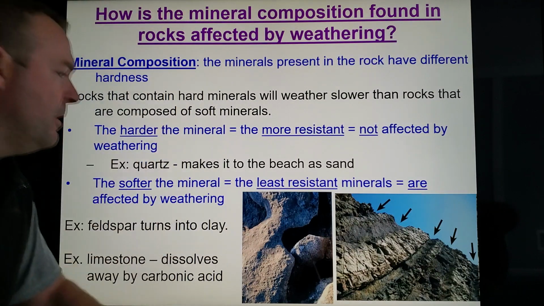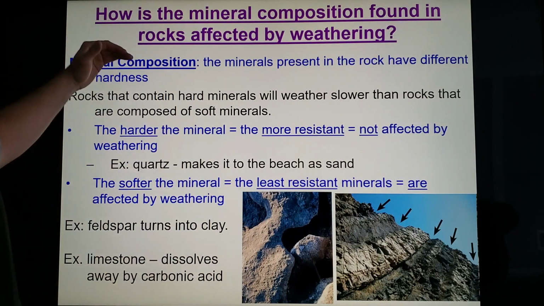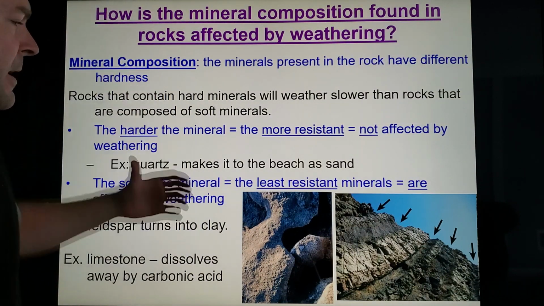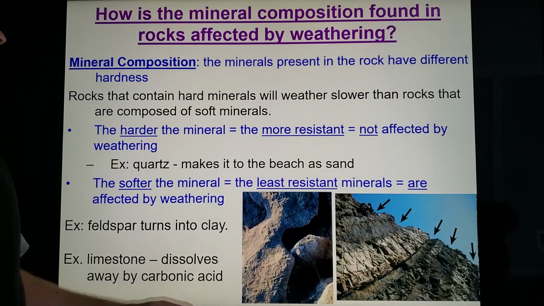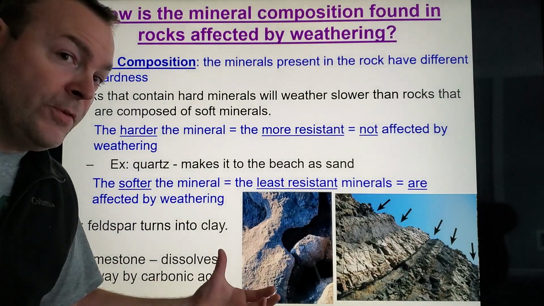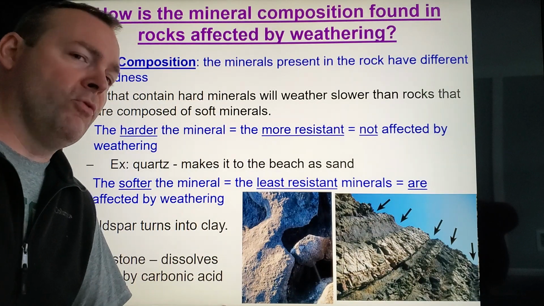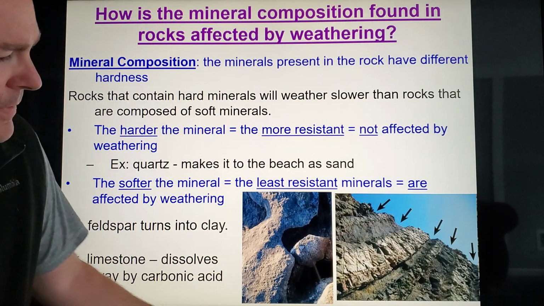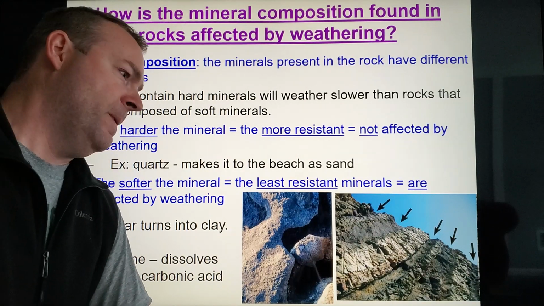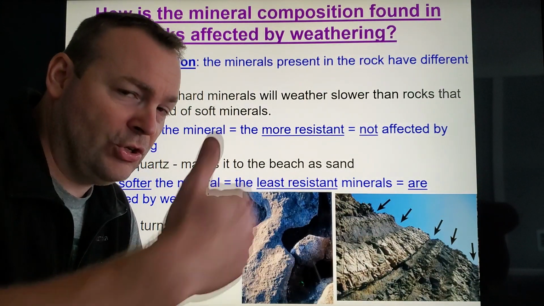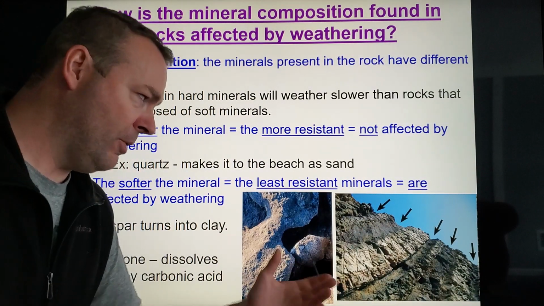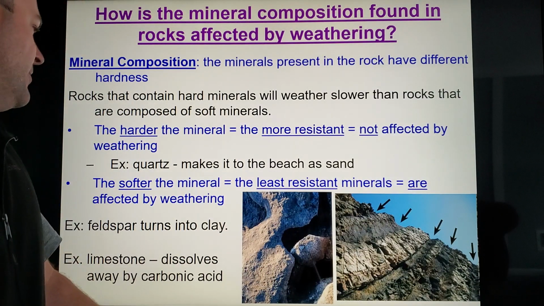Okay, a couple other notes. Make sure you get them in there. Composition, depending upon what it's made of. So the harder the mineral, such as quartz, for example, which is a 7, it's going to be more resistant to weathering, whereas if something is made with talc and sulfur, right, they're a 1 and 2 on the Mohs scale, well, then they're going to break down much faster. Okay?